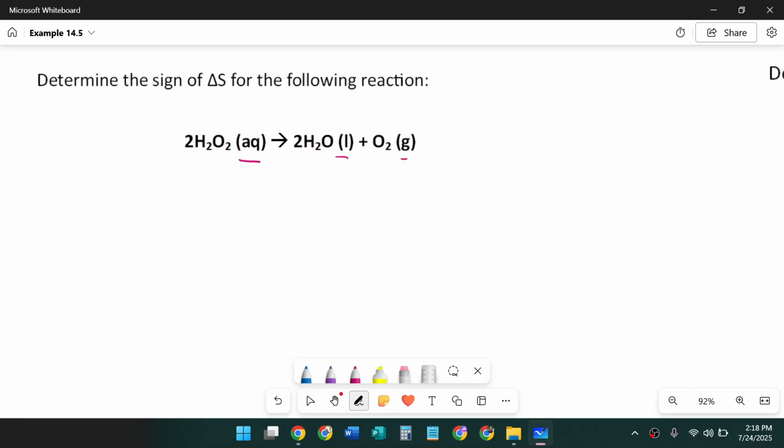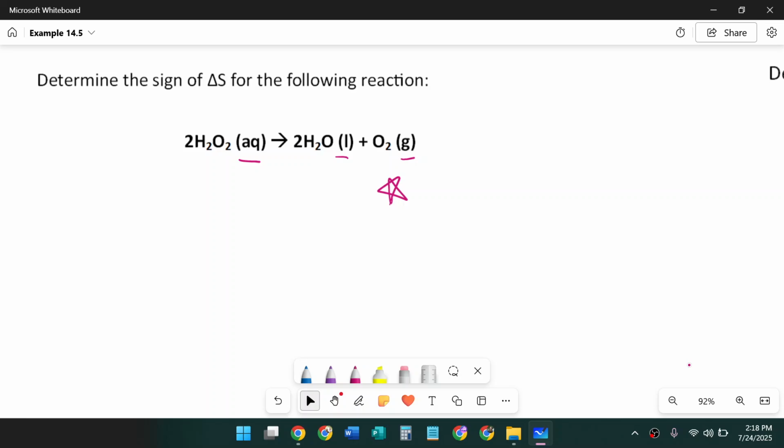We have aqueous, liquid, and gas. The gas is going to have the most chaos, or the least order, and so that alone tells us that the system is going to gain entropy. But let's check on other things too.